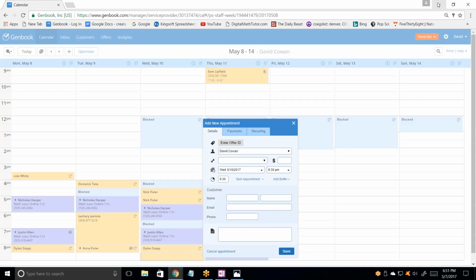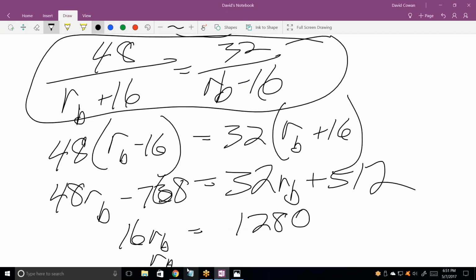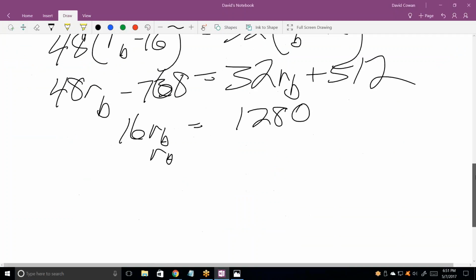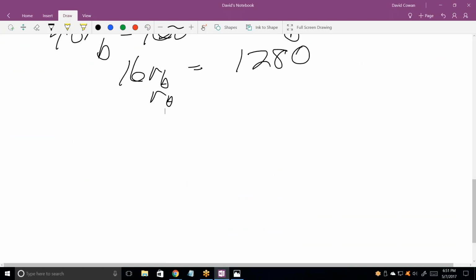Yep. What's r sub b equal to? Hold on. Wow. This Windows 10 has a feature on it that I absolutely hate. Go ahead. What's r sub b equal to? That would equal 80.